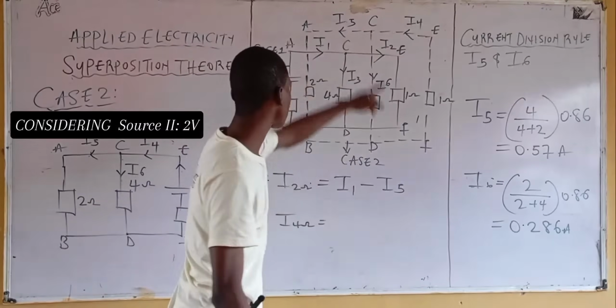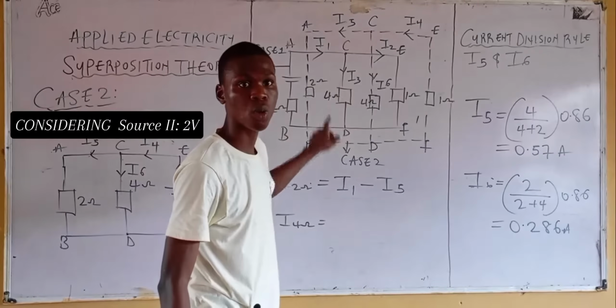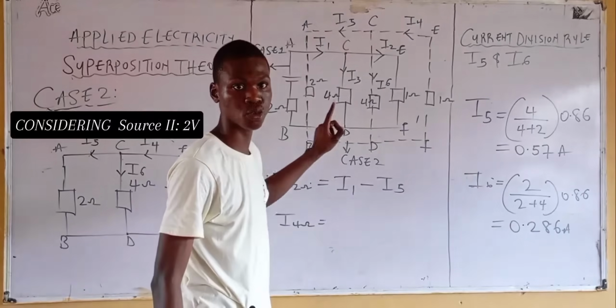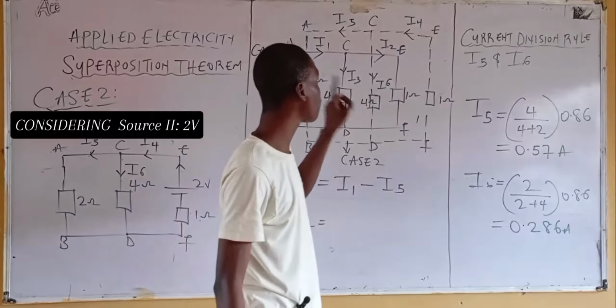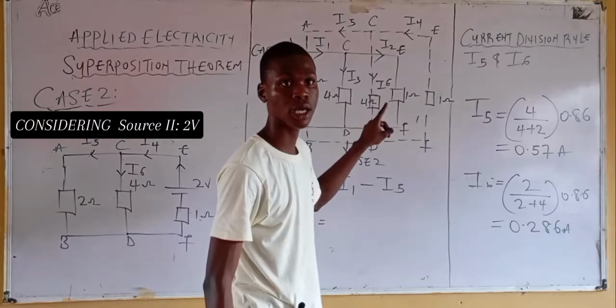For case 1, identify a 4 ohm resistor. What is the current flowing through the 4 ohm resistor for case 1? I3. Check for the second diagram. Identify a 4 ohm resistor. What is the current flowing there?